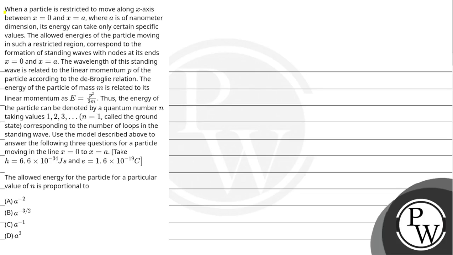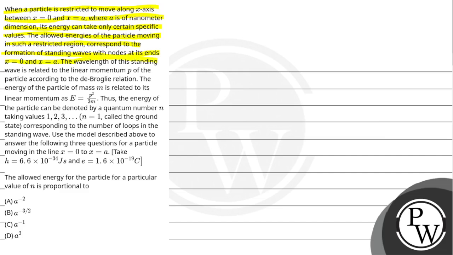When a particle is restricted to move along the x-axis between x equal to 0 and x equal to a, where a is of nanometer dimension, its energy can take only certain specific values. The allowed energies of the particle moving in such a restricted region correspond to the formation of standing waves with nodes at its ends, x equal to 0 and x equal to a.